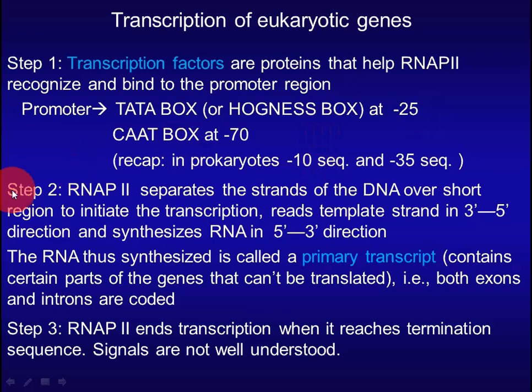In step 2, RNA polymerase separates the 2 strands of DNA and creates a transcription bubble. RNA polymerase reads the template strand in 3' to 5' direction and synthesizes RNA in the 5' to 3' direction. The RNA synthesized at this point is called a primary transcript. In step 3, RNA polymerase ends transcription when it reaches a termination sequence.